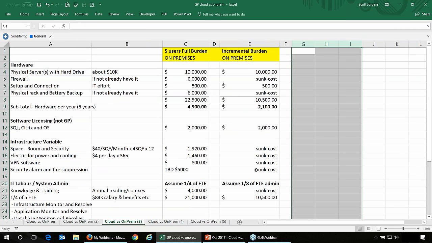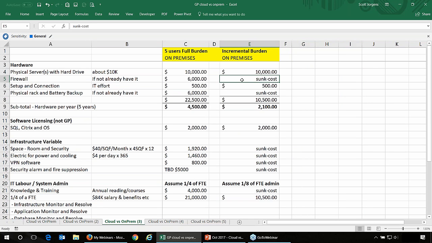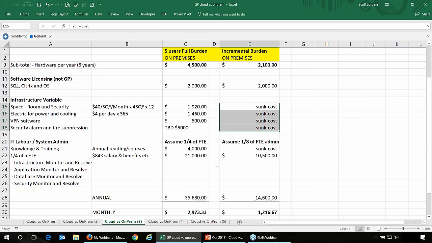If we look at just incremental burden, to say, you know what, the firewall is already there for other IT stuff. I don't need to buy a new one. The rack is just going to be an extra stick. There's already a rack, a cage, a room that are going to support that. These are all sunk costs. I don't need these additional variable costs. Even electricity, I'm not going to count it. It's not part of my budget.